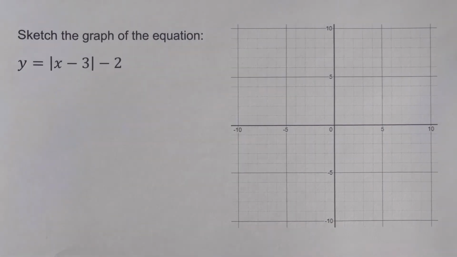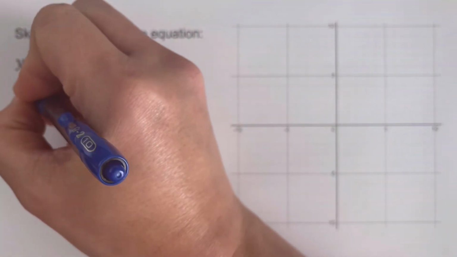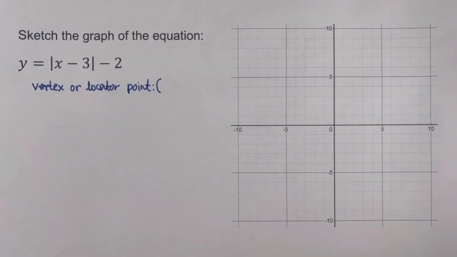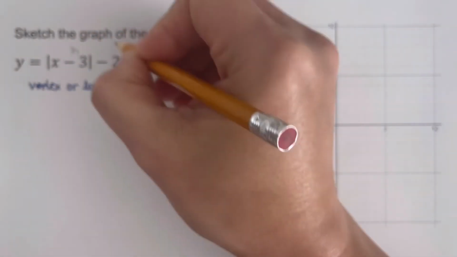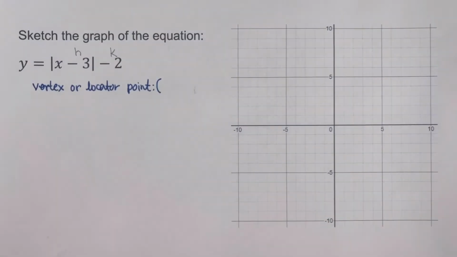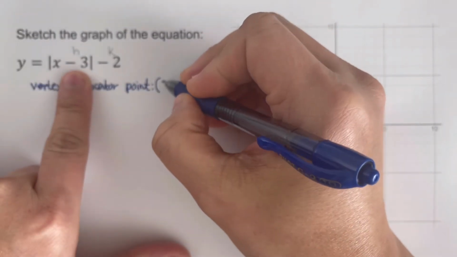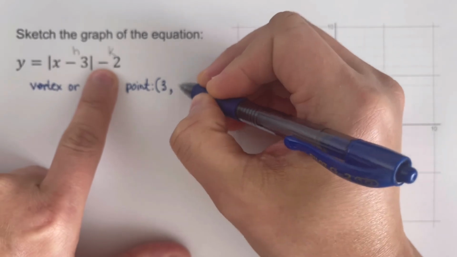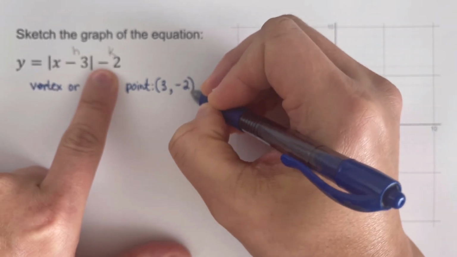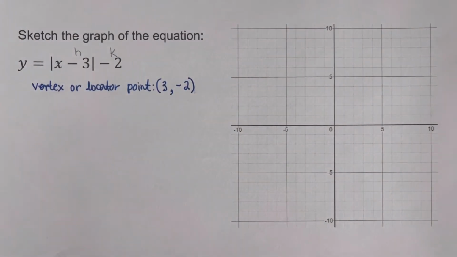Okay, so we go over the problem here. So the first step is to determine the locator point. I'm going to go ahead and write that information up here. Again, we remember that our locator point is (h, k). This is our h and this is our k. Again, the trick is switch the sign of this, so that would be a positive 3, and keep the sign of this, that's a negative 2. So our vertex is sitting at (3, negative 2).